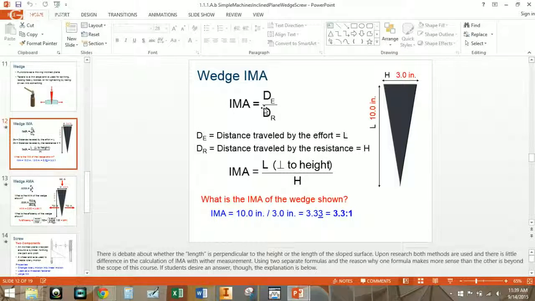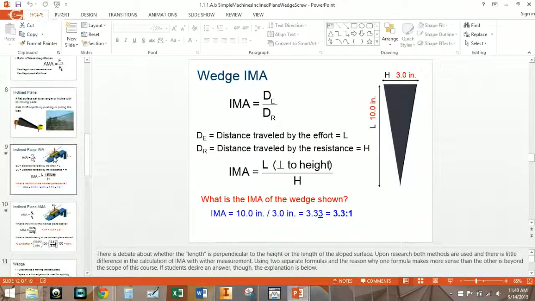So finding our IMA, we would be putting in 10 inches worth of work and getting out 3 inches, so 10 divided by 3, or 3.3 to 1, would be our IMA. Same equations, just need to have this picture in our head. If you're going to take notes here, this would be the picture I want you to put down, because this is very, very important for defining mechanical advantage with a wedge.